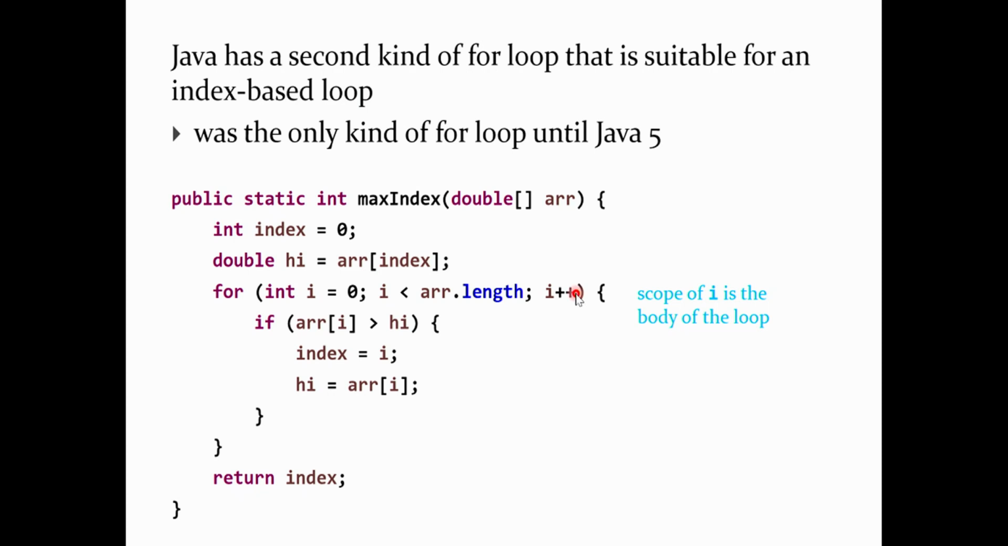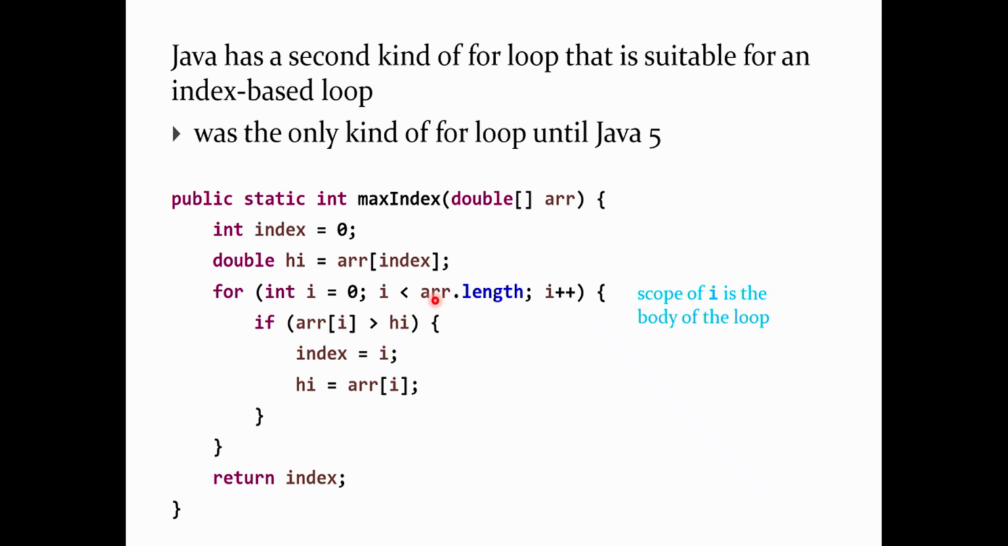And then the third part is what you do at the end of each loop iteration. Well, I want to make i go up by 1 every time. So 0, 1, 2, 3, 4, 5, 6, and so on and so forth. So that initializes the loop variable. That's the condition for when the loop body should run. That's what happens at the end of every loop iteration.